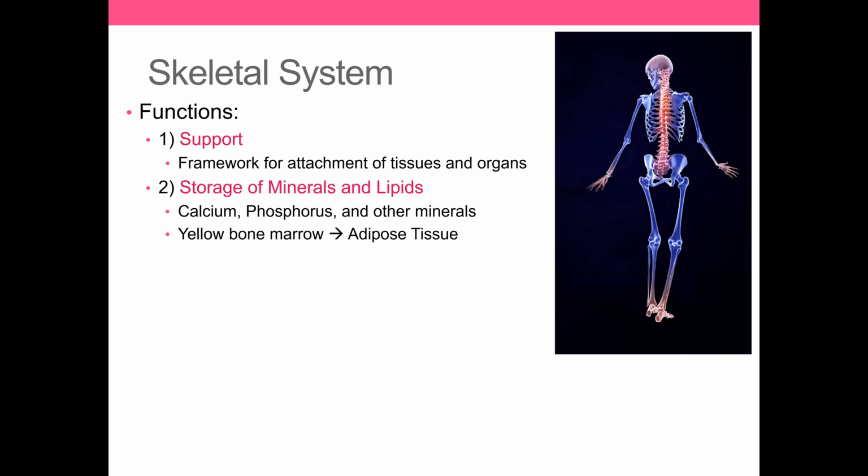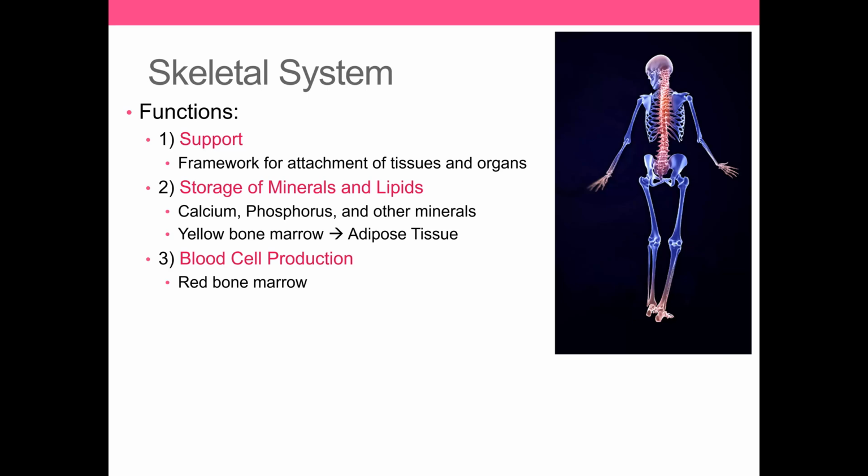The skeleton also serves to store minerals and lipids. Calcium is the most abundant mineral in the human body, and calcium is stored in the skeleton in your bones. Also phosphorus in the form of phosphate groups, and then there are some other trace minerals that are also stored in the bones. Plus, you have yellow bone marrow inside your bones, and this is a place where you can find adipose tissue, which provides a place to store lipids.